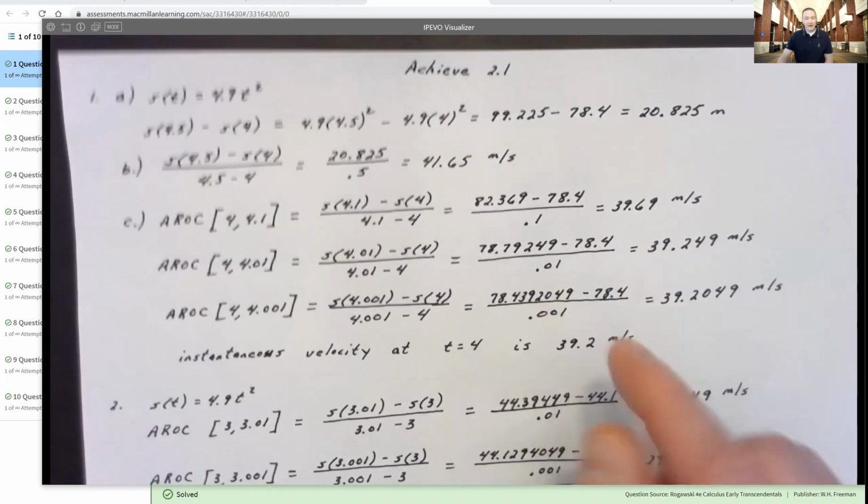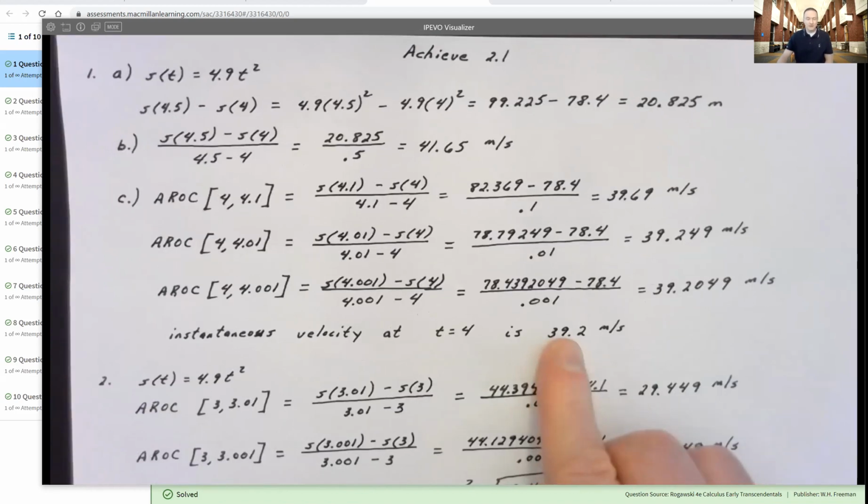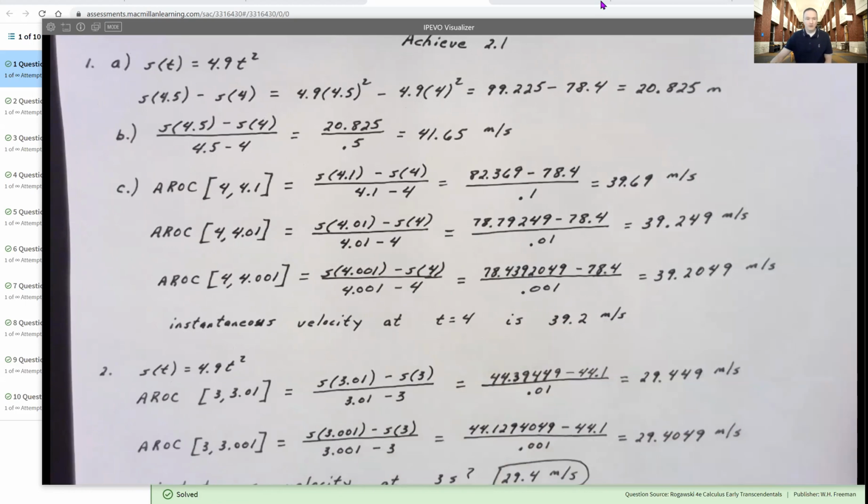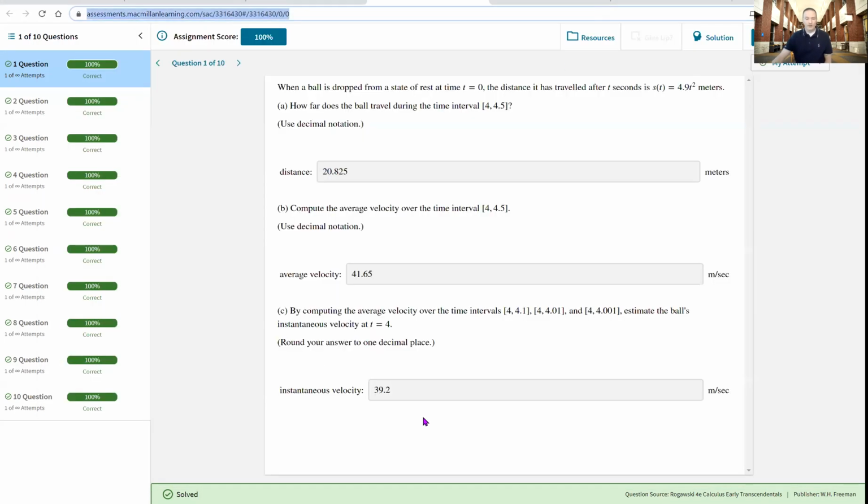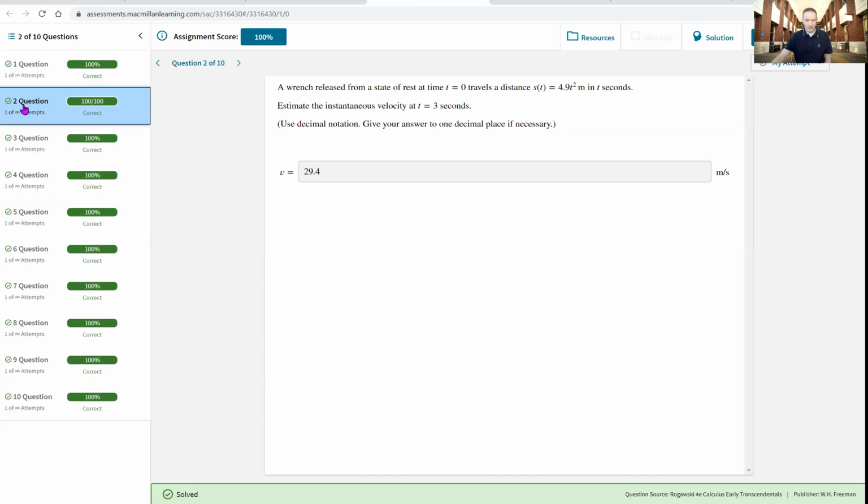But now I can see, okay, there's an instantaneous velocity at 39.2, and you'll see that that is what I put for my instantaneous velocity for part C. Part C was quite a bit longer than the first 2 parts, but hopefully you'll agree it's quite a bit cooler.